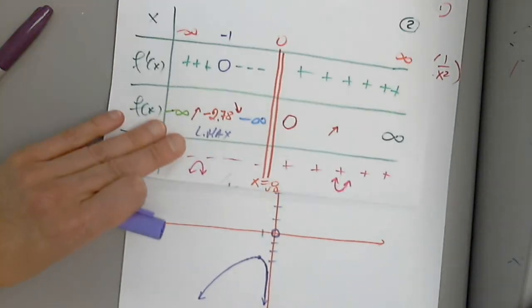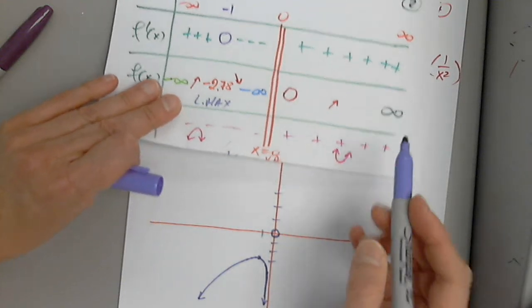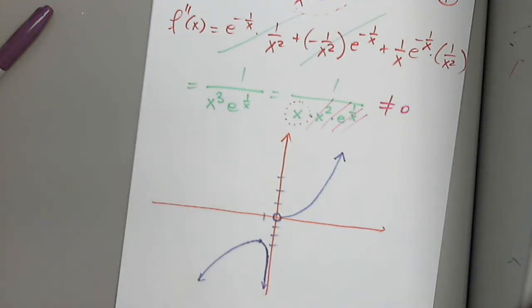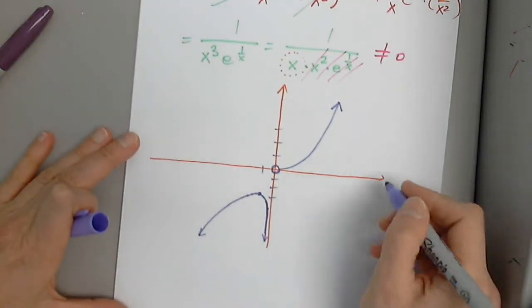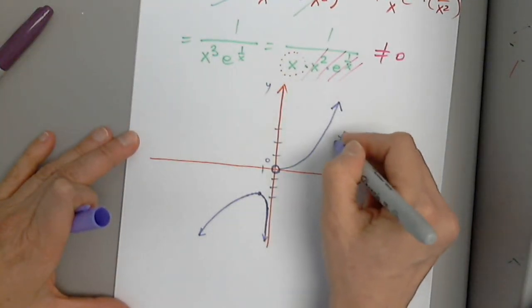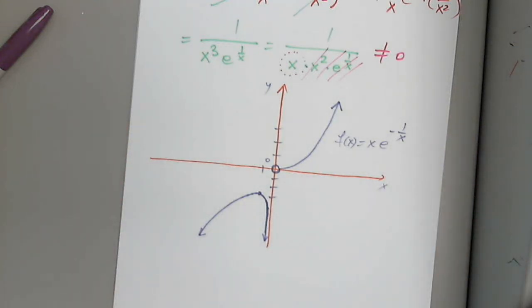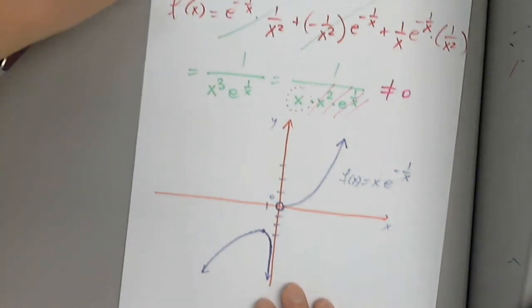On the other side, it opens up, increasing from 0 to infinity. Thank you for your patience with this problem. So f of x equals x e to negative 1 over x. Okay, any questions? Any questions? Good. It was a good problem, good exercise.